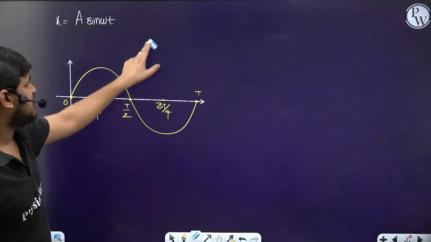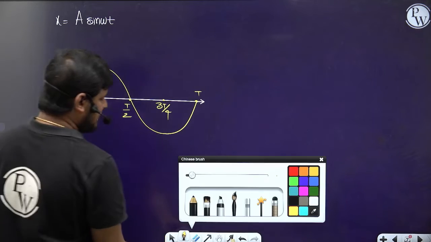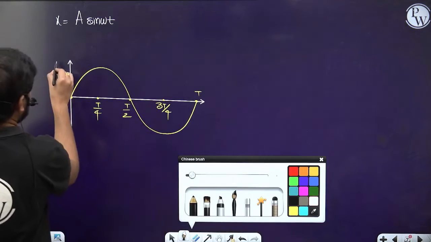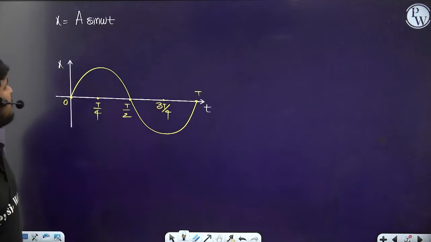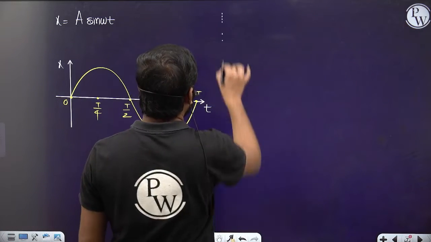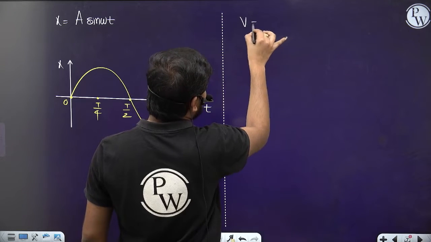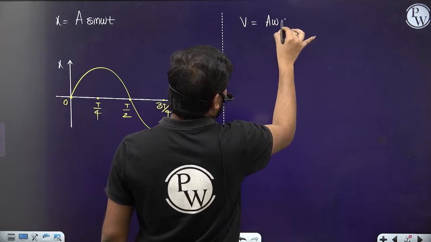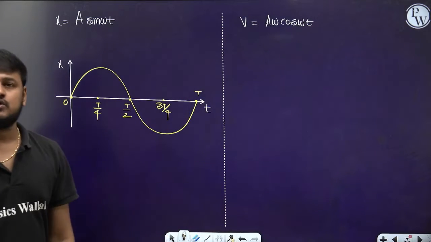You already know the sine graph from maths, so that's why I directly drew this one. So the x versus t curve is done, this is x versus the time period T. Now what if I take the velocity time graph? So v is equal to a omega into cos omega t.